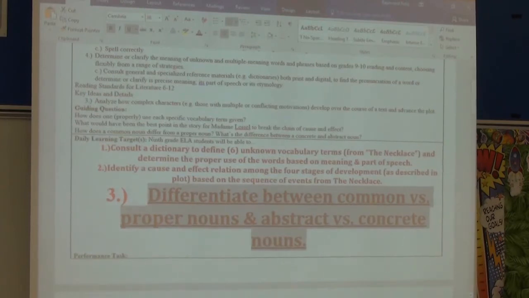Differentiate between common versus proper nouns and abstract versus concrete nouns. So you're going to differentiate in this lesson between common versus proper nouns and abstract versus concrete nouns.